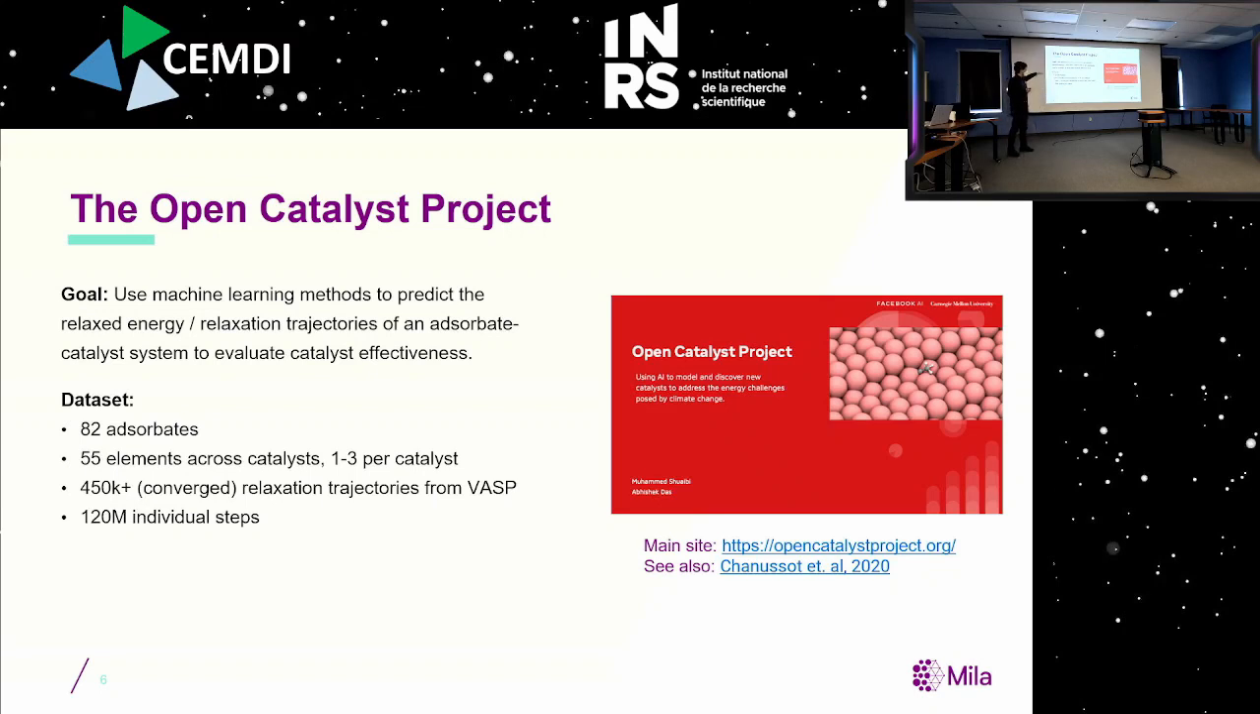So then the catalysts are up to 3 elements per catalyst. And then these are arranged in a slab. So there are different crystal structures for the catalysts with 1 to 3 elements chosen out of a set of 55, mostly metals. There are about 450,000 relaxation trajectories. These are computed using VASP. And then there are about 120 million individual steps in these relaxation trajectories.